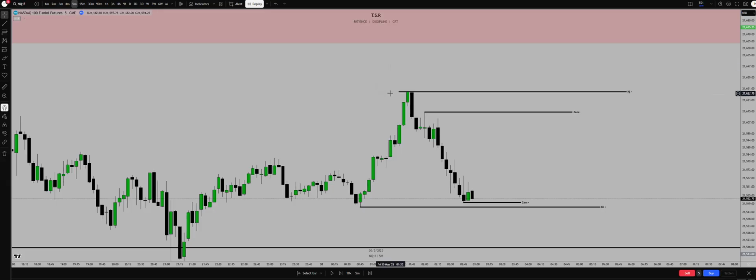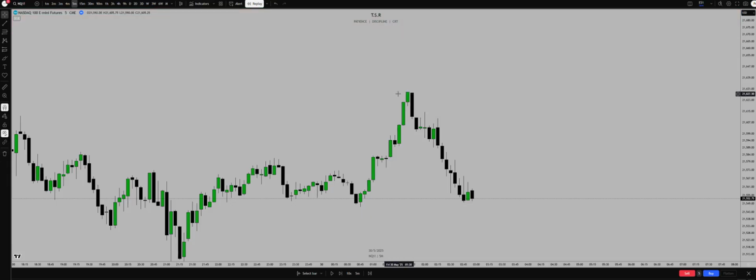5-minute time frame, pretty much the same thing. I'll remove the drawings. You can see it perfectly. Very, very clean.